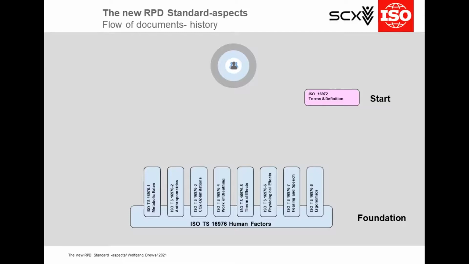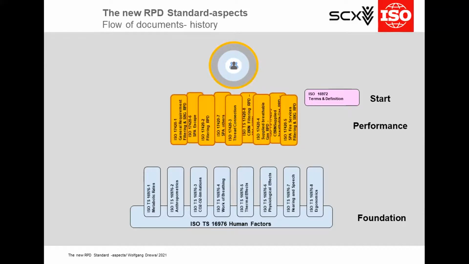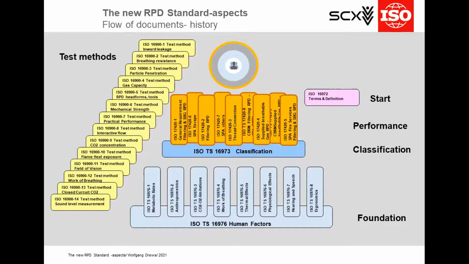Eight documents came out of this very intensive study of the capability of humans. Then the performance documents describing the filtering and the supplied breathable gas devices and the applications these devices are used in. The classification carries these performance documents, and the test methods, same as the approach in Europe, the EN standards for testing. ISO has 14 test methods. Not all of them are new. They have been taken from existing ones. Some are modified and some are really new. I would not like to go into those details.